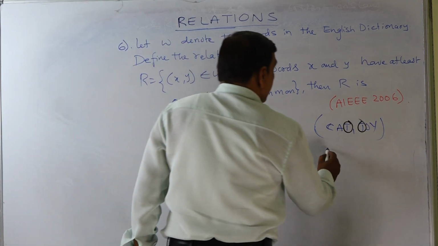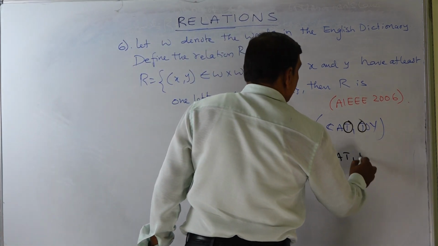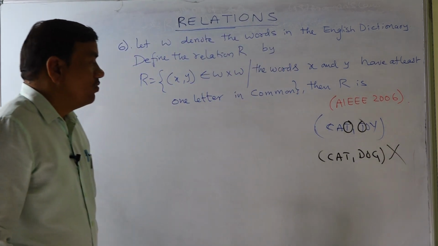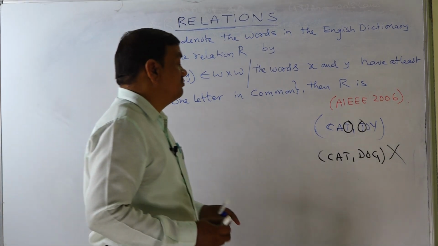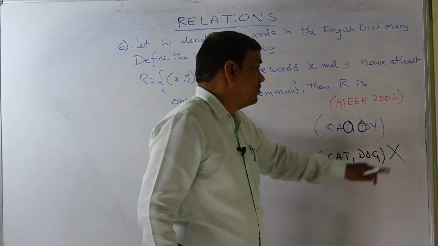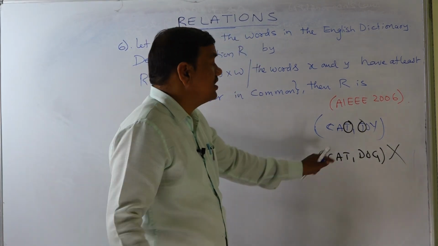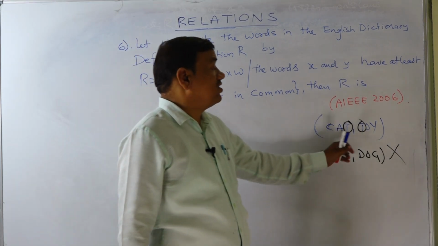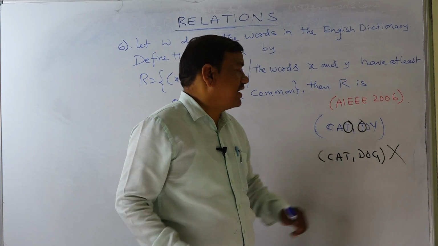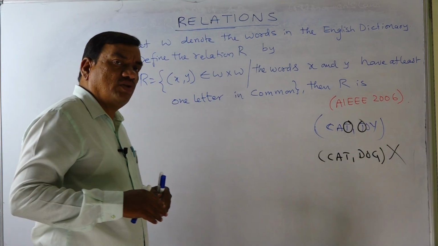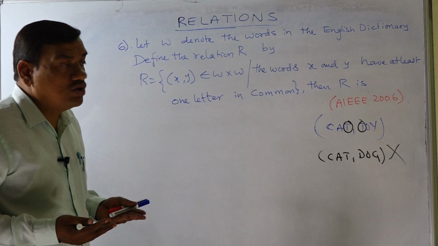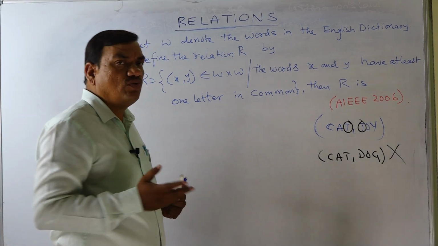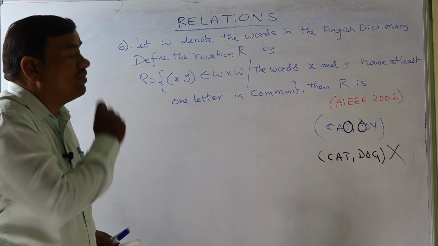You should not take it like this: CAT, DOG. You should not take this type of words. Why? Because no letter is common. CAT, DOG, all are different. You have to take the words which have at least one letter in common. Maybe 2 or 3 letters may also be equal, but at least one letter common.